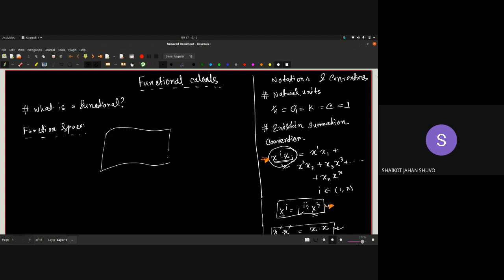Let's say this is our function space, which I denote with some calligraphic A. All these points in this space will now be a function. Let's say this is some point a, small a, and it represents some function.